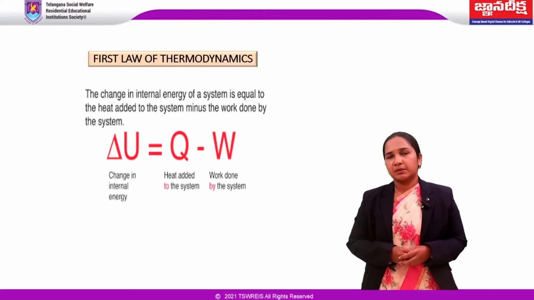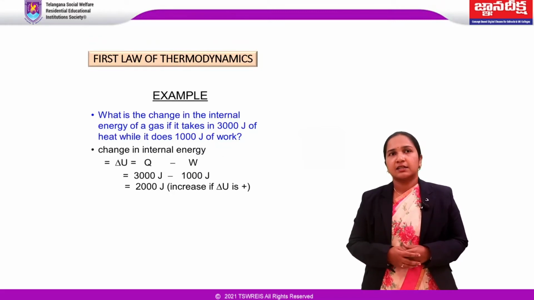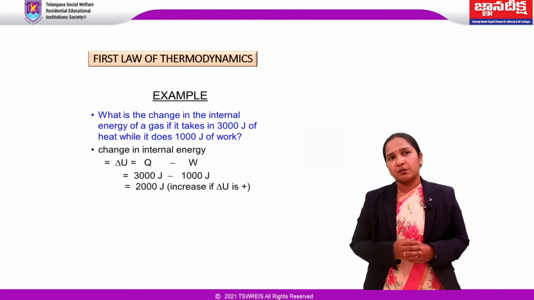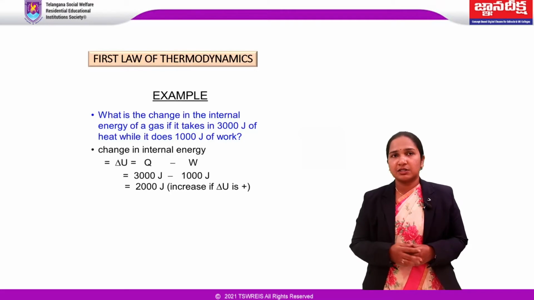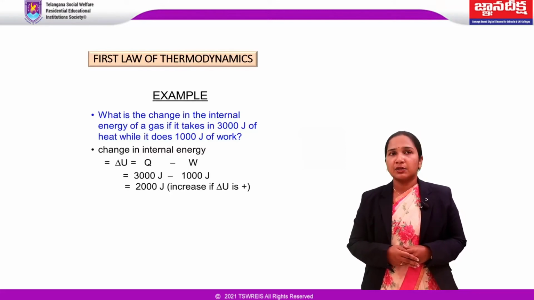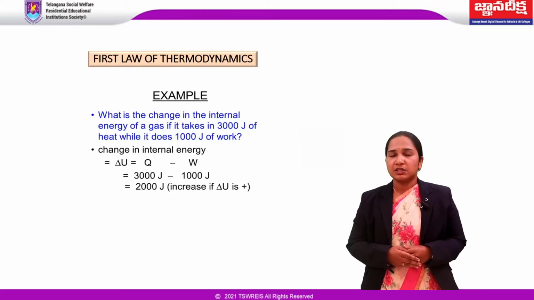So let's do a small problem on the first law of thermodynamics. The question is, what is the change in internal energy of a gas if it takes 3000 joules of heat while it does 1000 joules of work? In the question, they have given heat as 3000 joules and work as 1000 joules, and they are asking for the change in internal energy. We know that delta U is equal to Q minus W. So if we substitute the values, 3000 joules minus 1000 joules is 2000 joules of internal energy.